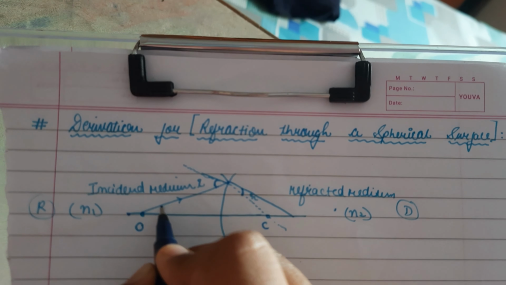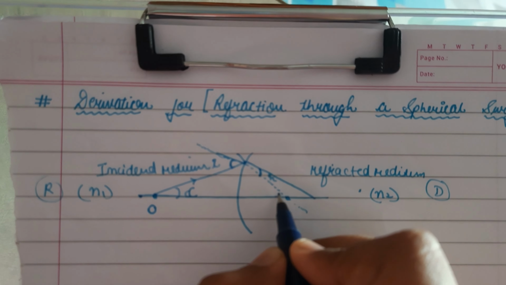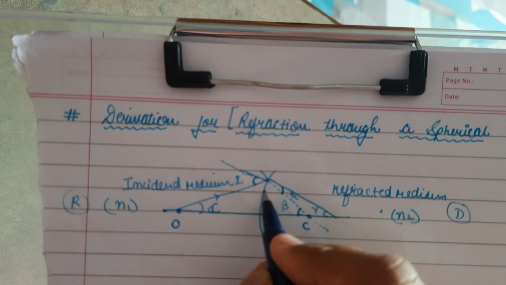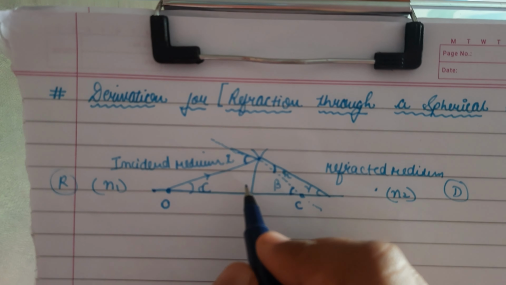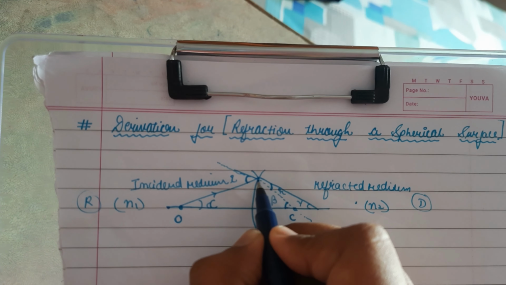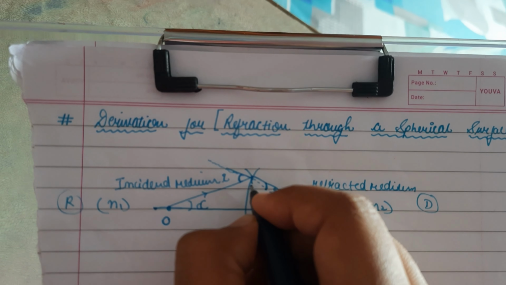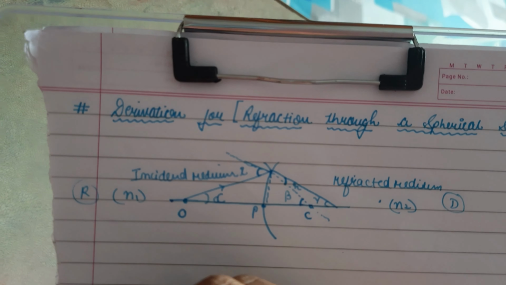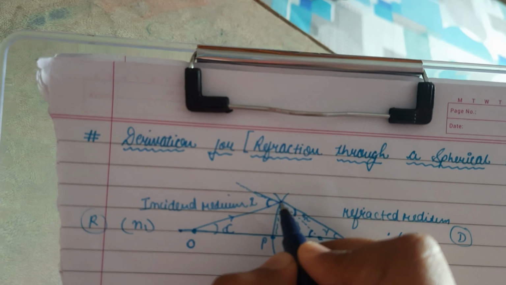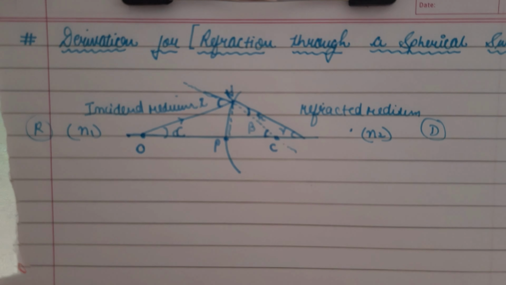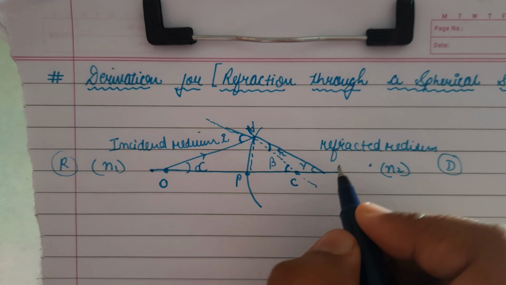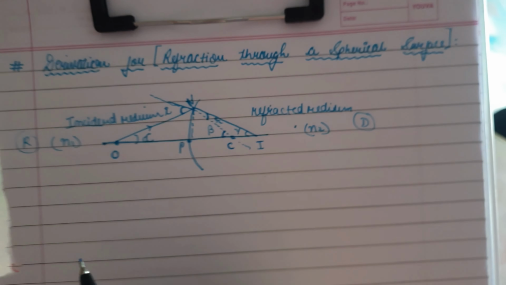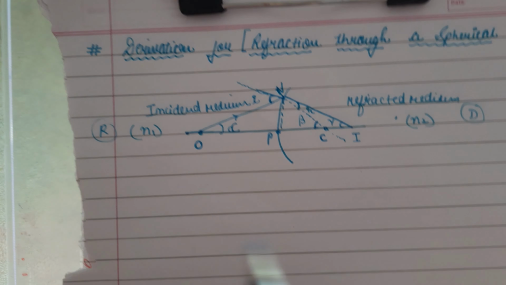Now let's say this angle is alpha, this angle beta, and this angle gamma. Now as this is a curved surface, we can calculate it easily, so we will just make a straight line touching it. Okay, this is P, that is the pole. This is the normal, so I will give it the name N, and as the image is formed here, I'll give this point the name I. Now let's start with the derivation.